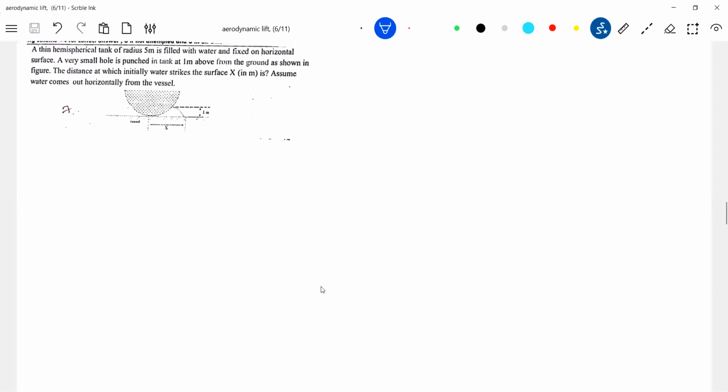I will just redraw it. This is a container. This is a cylindrical container, and here a hole is there. 1 meter height given. Radius is 5 meter. Tank at 1 meter, hole is made. So he's asking what is the horizontal range. So the entire setup is, I'll draw the relative diagram.